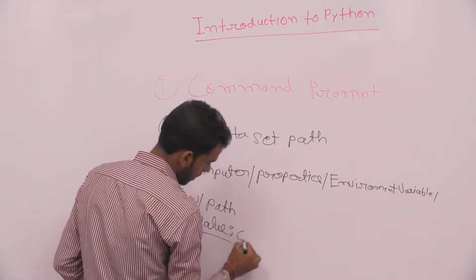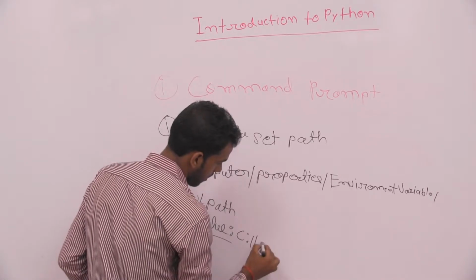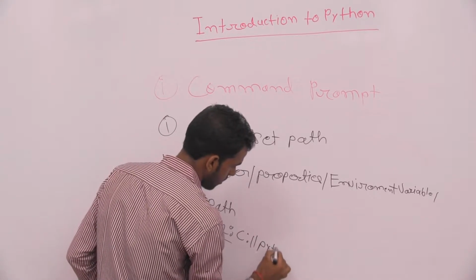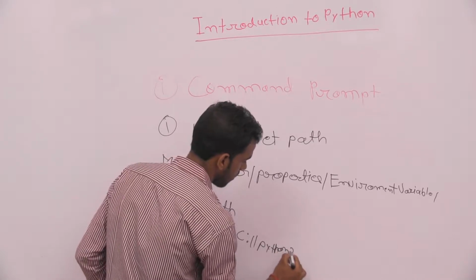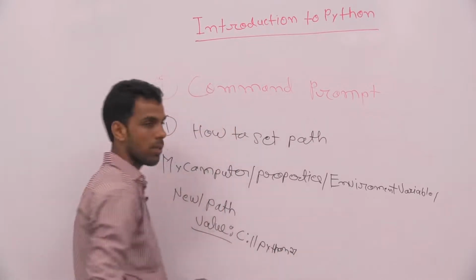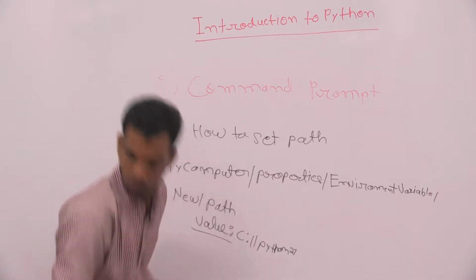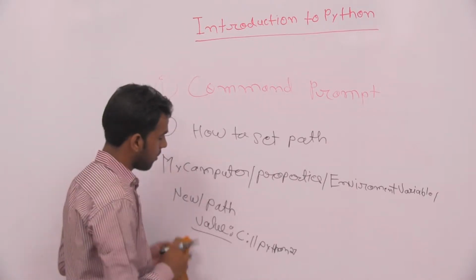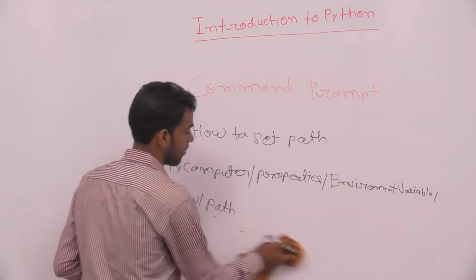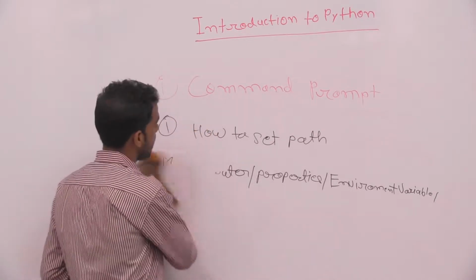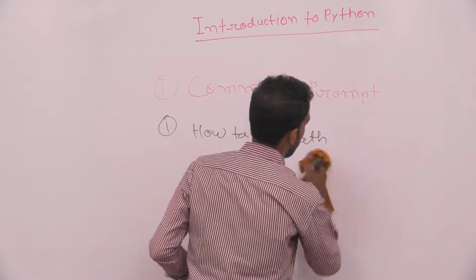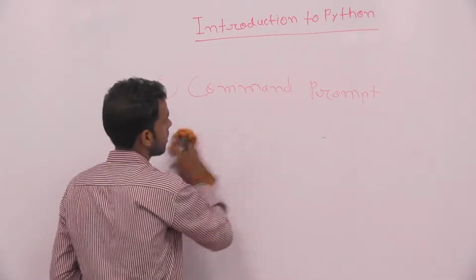Generally the Python interpreter is installed in the C drive, so we copy the address as Python27. Here 27 represents the Python version. When we put OK, the Python path will be set. Now we can write and edit Python programs using the command prompt.